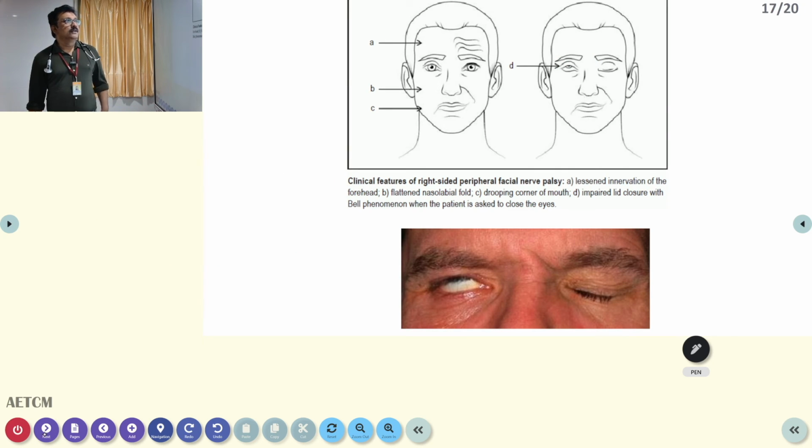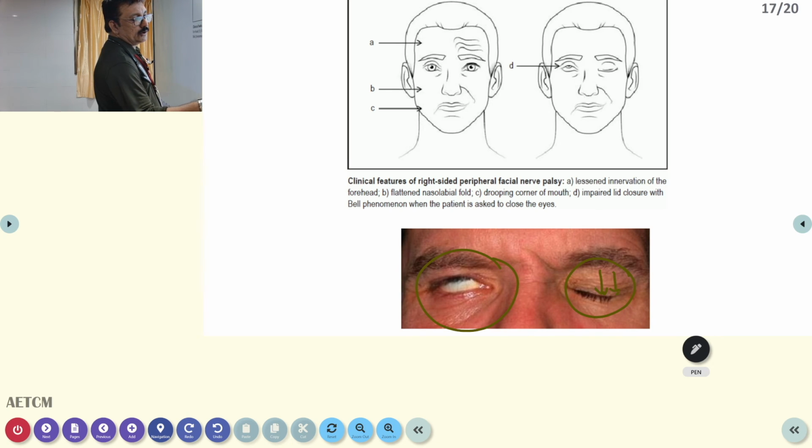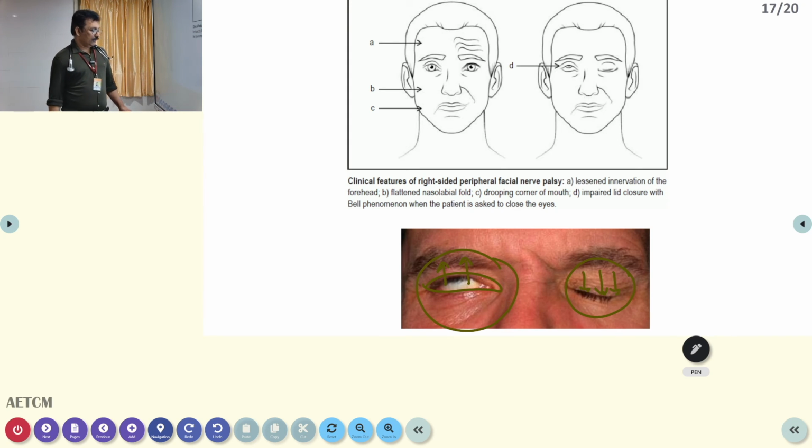Now you can see here, this is Bell's phenomenon. The patient is trying to close the eyelid like this. Here the patient is able to close. We are not seeing the eyeball rolling upwards. Here the patient is not able to close the eyelid because of the facial palsy. You can see the eyeball is rolling upwards. So this is called Bell's phenomenon.